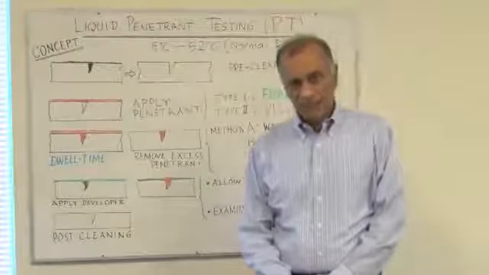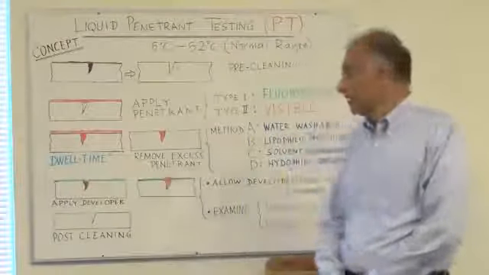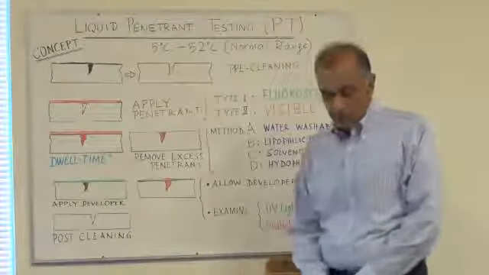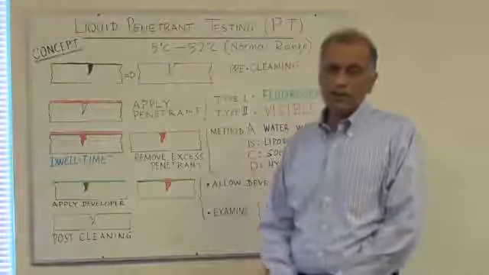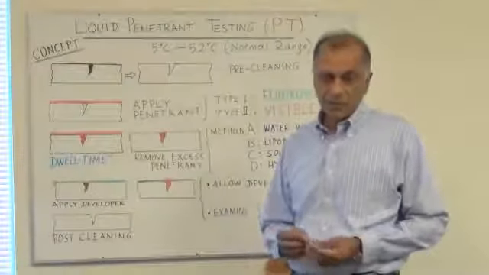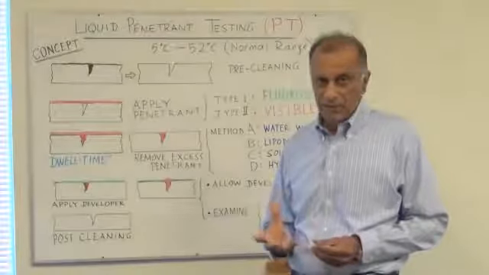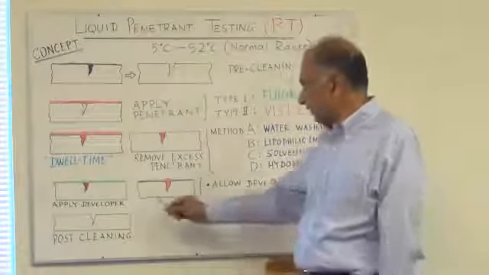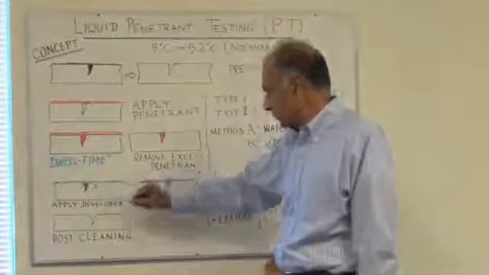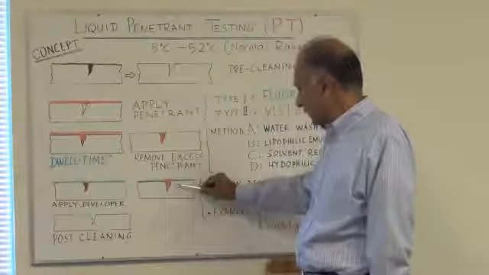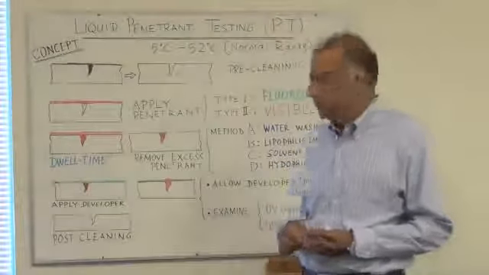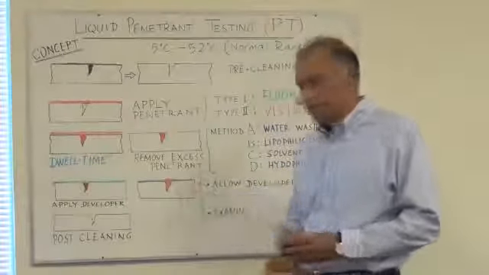Once the penetrant has been removed from the surface, a developer is applied. The purpose of the developer is to pull the penetrant out of the discontinuities with a process called reverse capillary action. Here we see the developer has been applied on the surface, and after a little while the penetrant is pulled out of the discontinuities and it shows up on the surface.